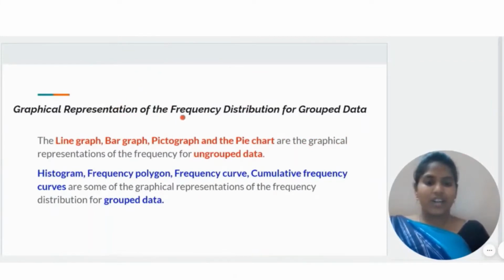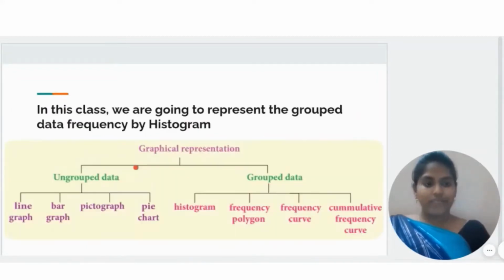Graphical representation of the frequency distribution for grouped data. The line graph, bar graph, pictograph, and the pie chart are the graphical representations of the frequency for ungrouped data. Histogram, frequency polygon, frequency curve, and cumulative frequency curve are the graphical representations of the frequency distribution for grouped data. For grouped data, we can use all these four. As I taught you before, they are given in a clear method so that we can easily understand this.